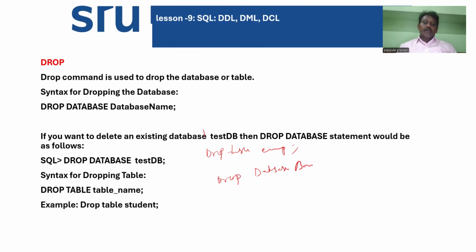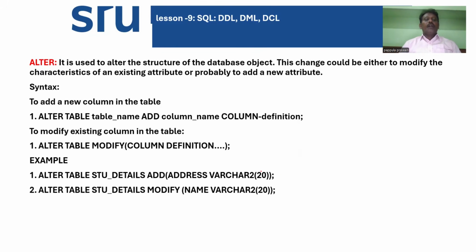For example, bank. So this will be removed. Drop the table names, drop the database name, and alter. Okay, this is for the DDL command. It is used to alter the structure of the database object.